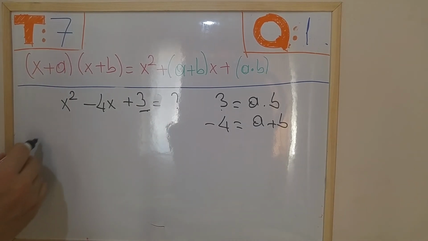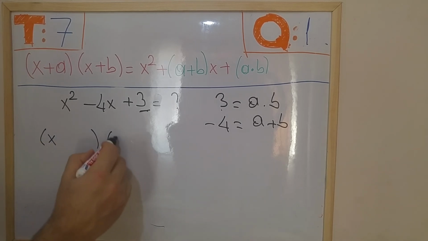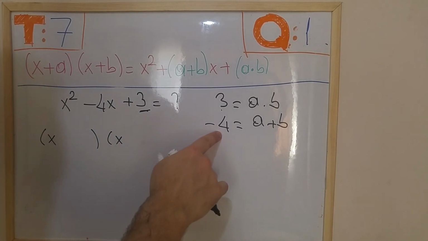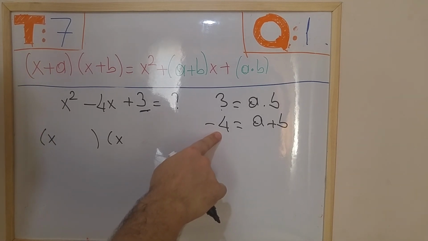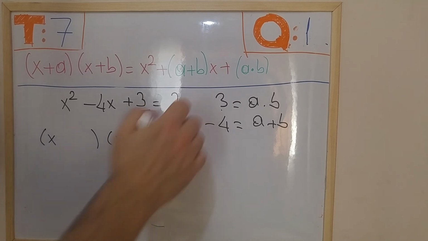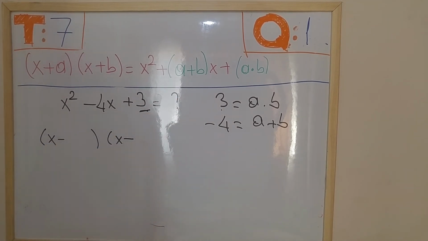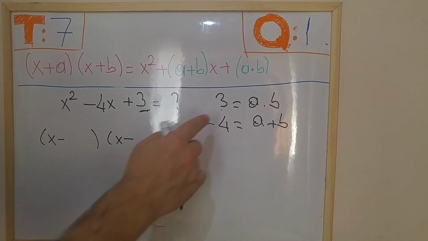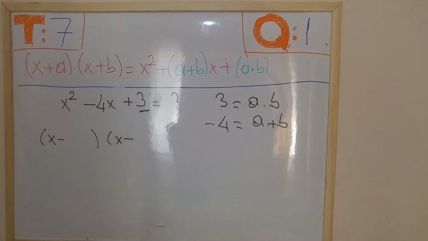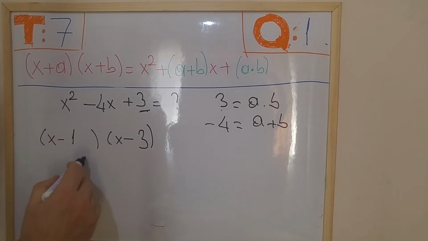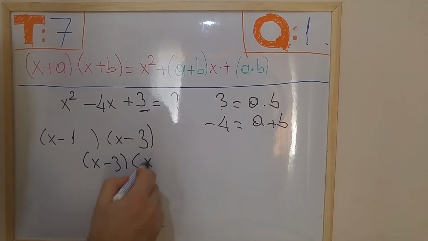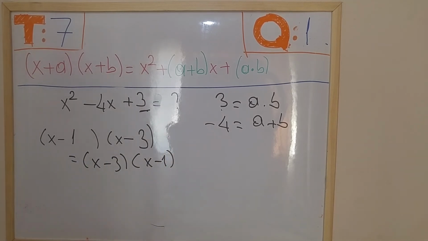And we have this in choices, so we say x and x. As we see, the sum is equal to minus 4, which is negative, and the multiplication is positive. That means that we have minus sign for both of a and b, and their multiplication is 3 and their sum is minus 4, which means that one of them is 1 and the second one must be 3. This is the answer. They can replace each other, so you can see this in the choices, x minus 3 times x minus 1, which are equal to each other.